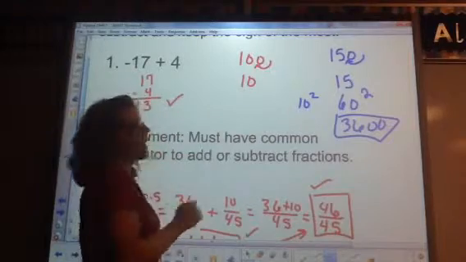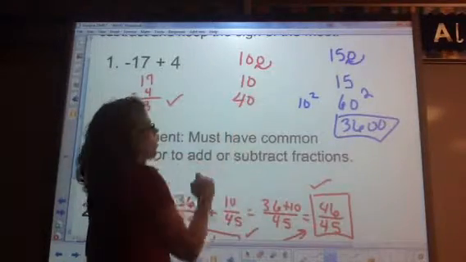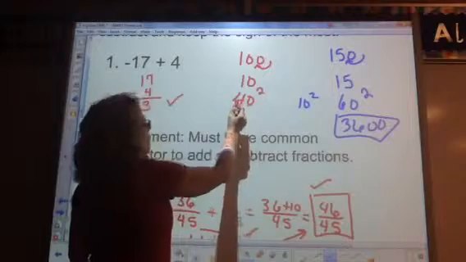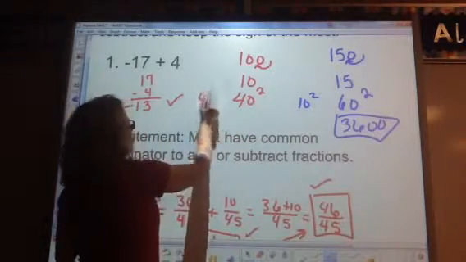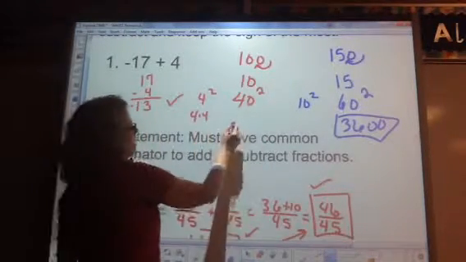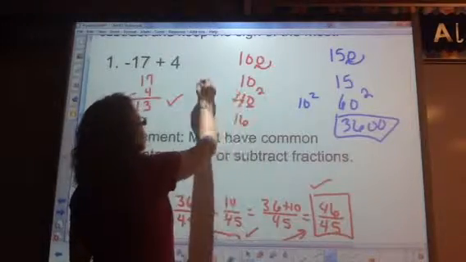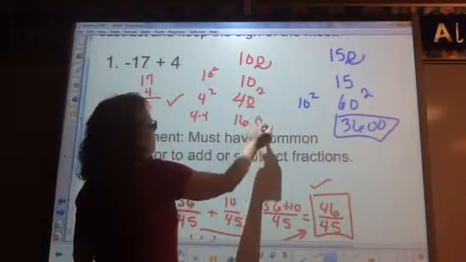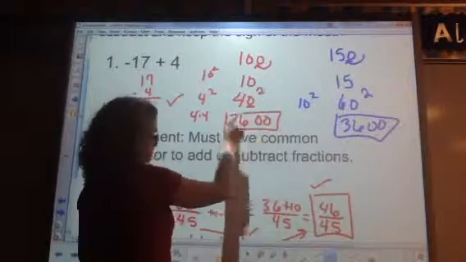Okay, 10%. 10 multiplied by 4, 40. Square it. Well, 4 squared is 4 times 4, so that's 16. And then this 0 is the same as 10 squared, which gives me 100, so I add those 2 zeros in.